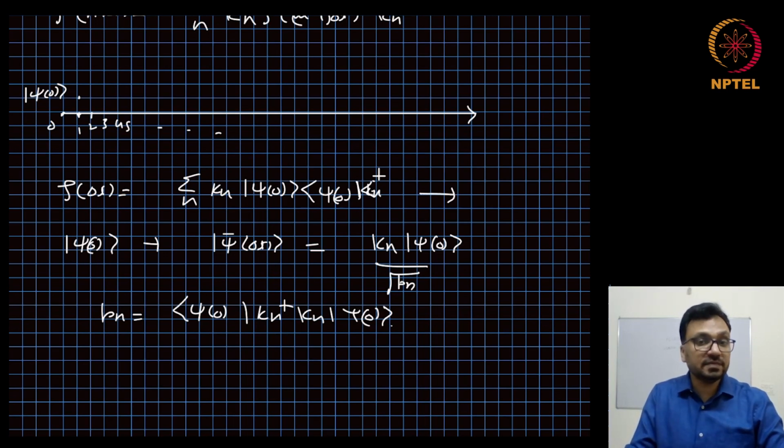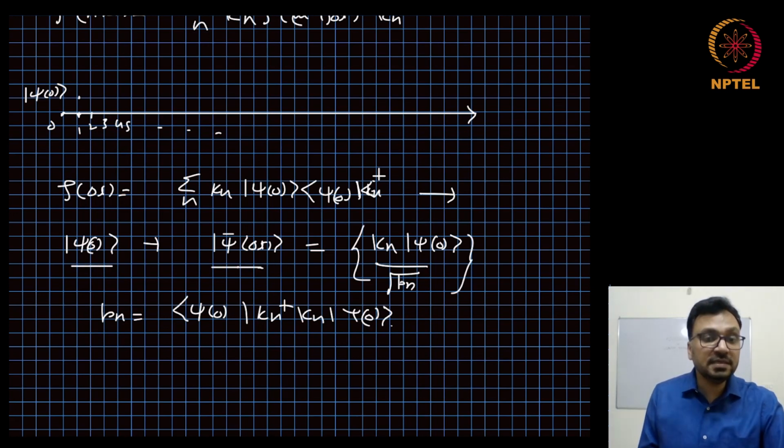evolving the density matrix of the system in this fashion, what we can do is say that our initial pure state goes to another pure state after one time step evolution. And this pure state is one of the states given by Kn psi of 0 after normalization. And the probability of this happening is given by Pn, which is the expectation value of Kn dagger Kn.